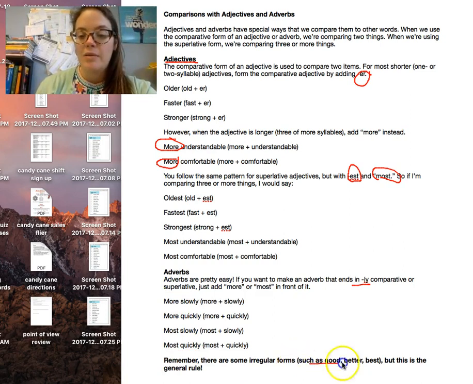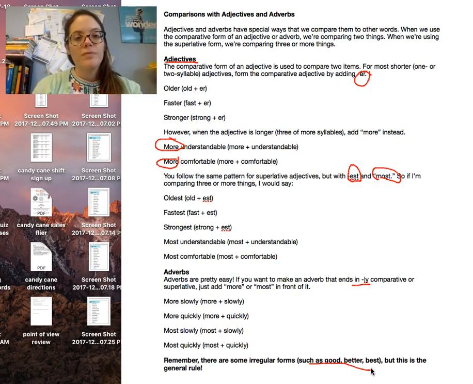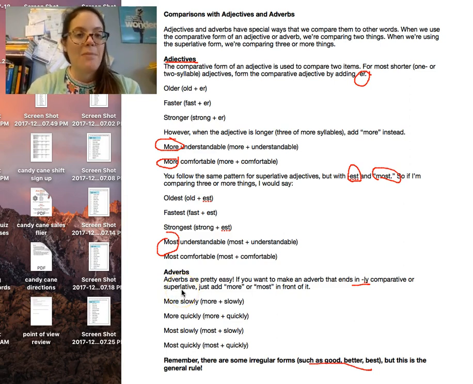Now remember, there are some irregular forms. One common example is good, better, and best for adjectives, where we have basically a completely different word. But this is the general rule. So just to recap, when we have adjectives that are short, so one or two syllables, we add an er or an est. If they're longer than three syllables, we add more or most. And adverbs follow basically the same pattern, though you'll see the more and most most of the time.